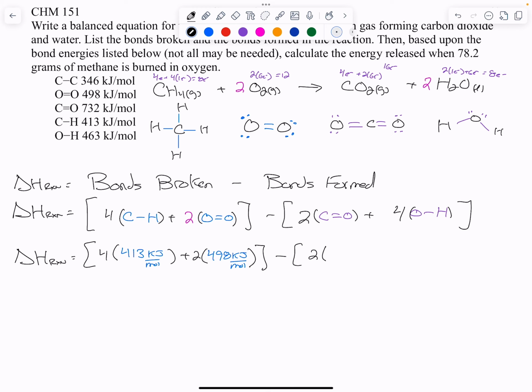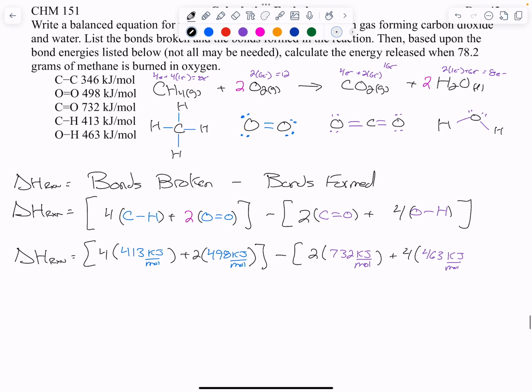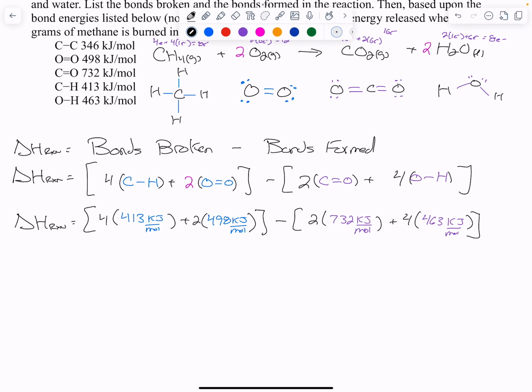Minus 2 times CO was 732. And 4 times OH, which was 463. All right. So now you can do that math. If you need to break it up, the bonds broken, get a number. Bonds formed, get a number. And then add them. Feel free to do that. Delta H of the reaction is equal to, I got negative 668 kilojoules per mole.